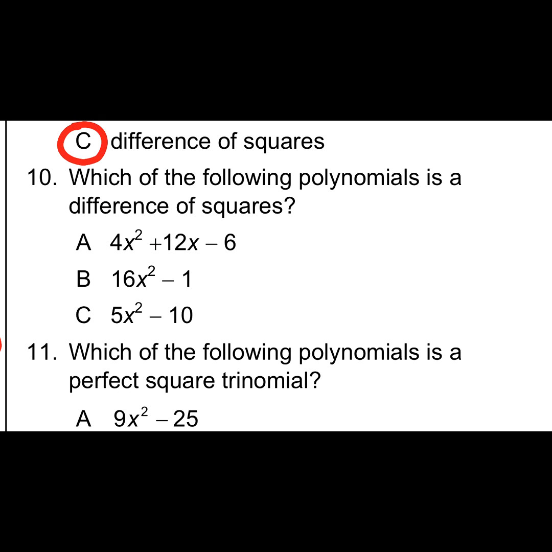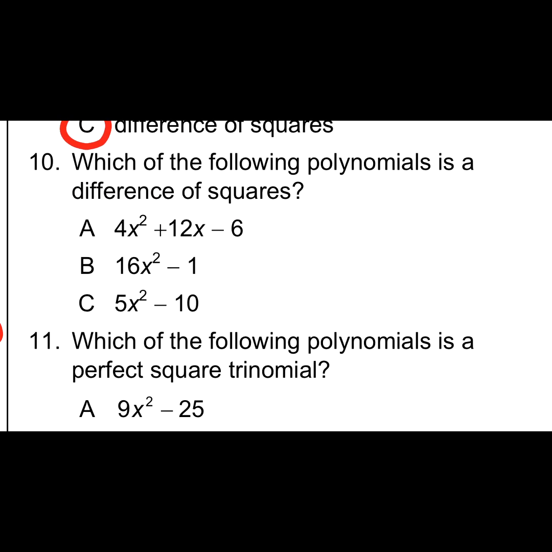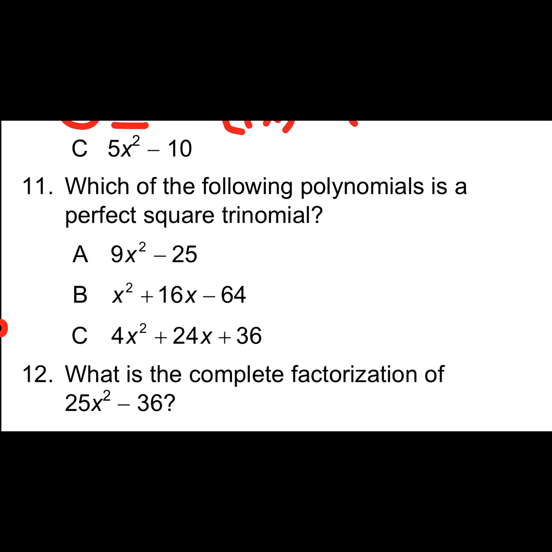Number 10, which of the following polynomial is a difference of square? So the only one that would fit under that category is B, because that's a perfect square. That is 4x squared, and then 1 is just 1 squared. So that's the answer. Number 11, which of the following polynomial is a perfect square?